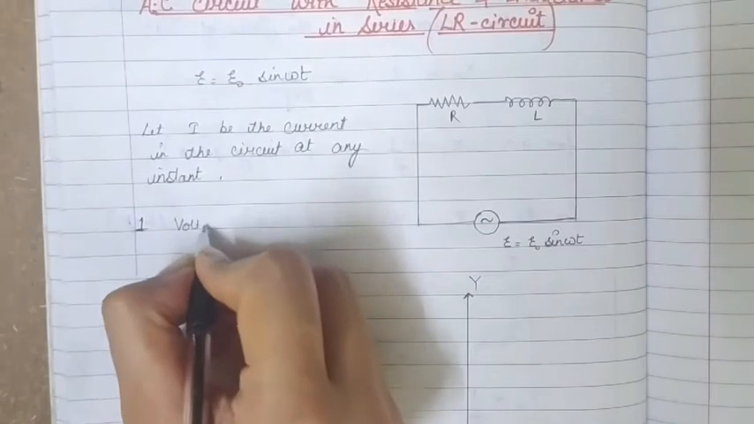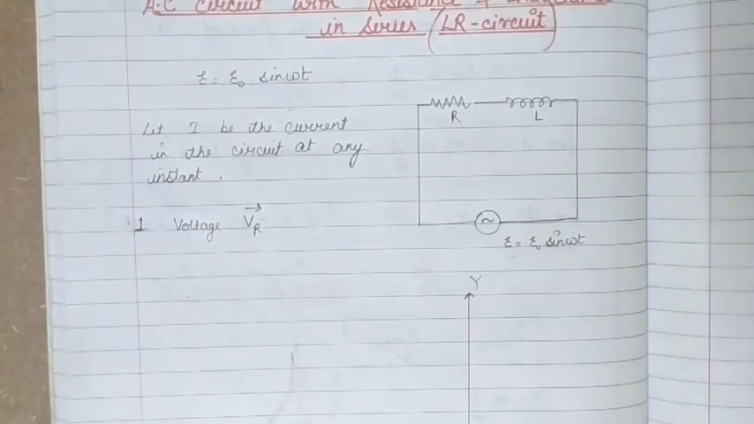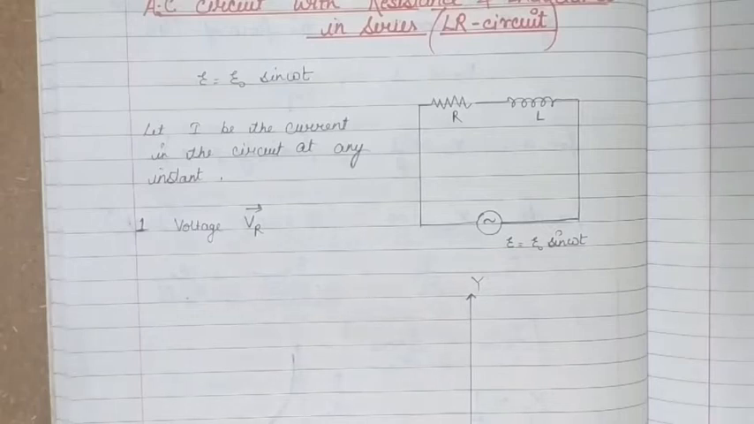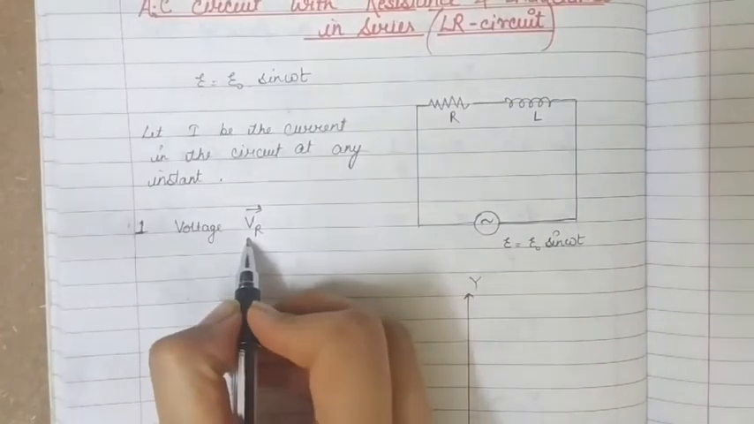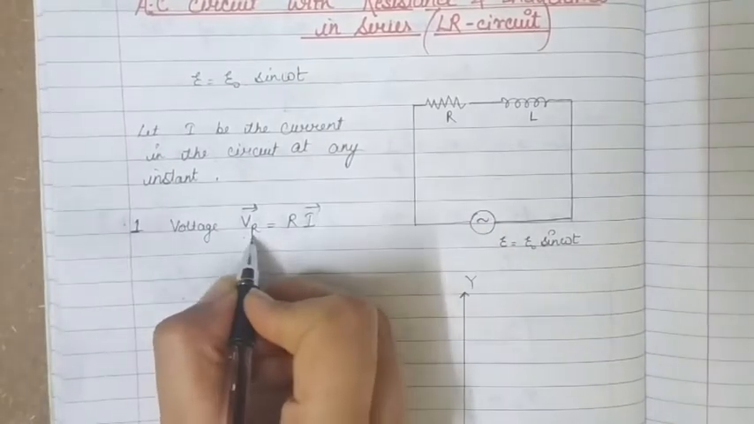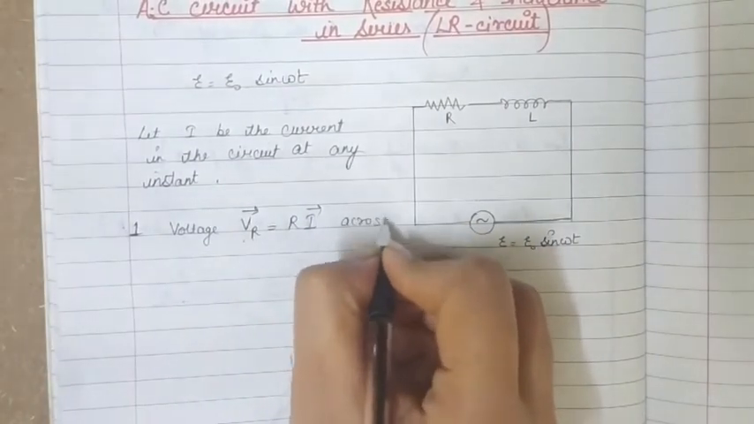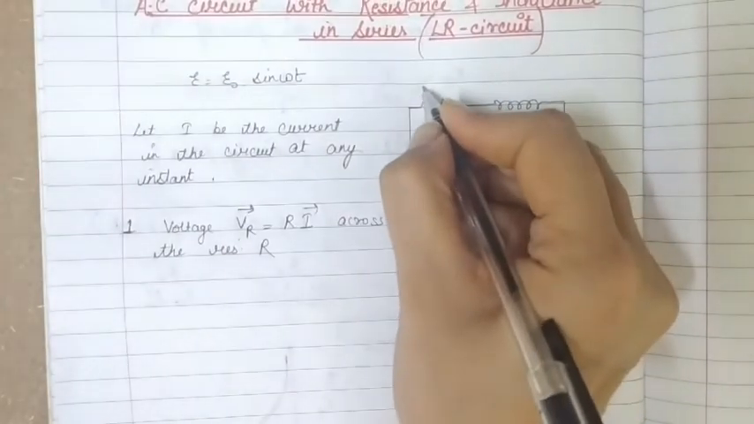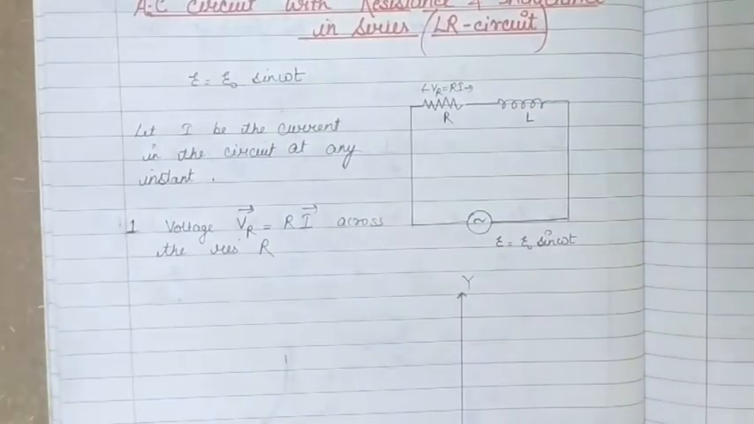Now this vector sign represents the phasor. That means VR is not a vector quantity, but we represent it by a phasor. So that's why we are putting the VR vector sign, and here it means the phasor of voltage VR. So VR vector is equal to R times I vector. That means the phasor of VR is equal to R times the phasor of current I across the resistance capital R.